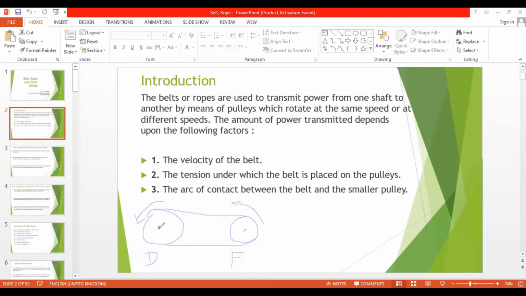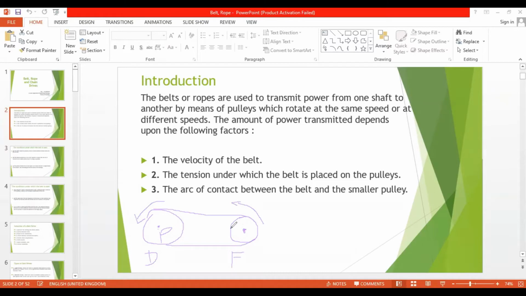So they may rotate in a particular direction to transmit power from one shaft to the other. So if you see, this is the shaft which is generating the power, right? But this power needs to be transmitted to this location, right? So maybe some work needs to be done in this location. So in that case, we need to transmit the power from this point to this point, right? So based on the distance between these two points, we'll decide which method to use, right?